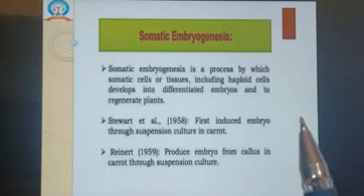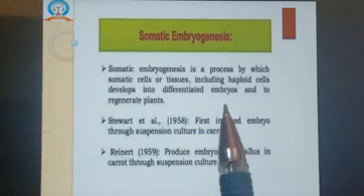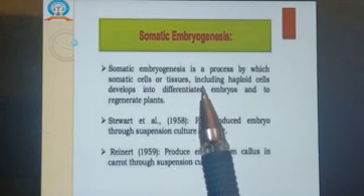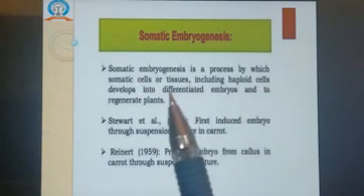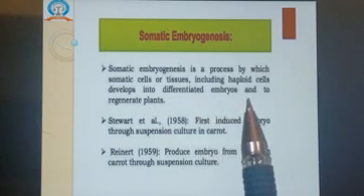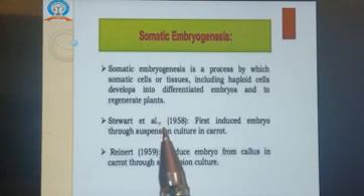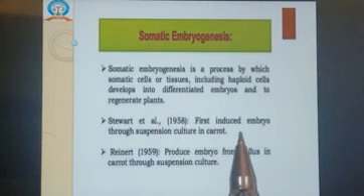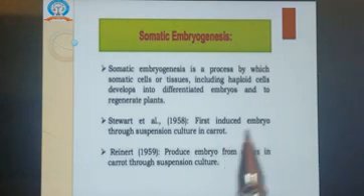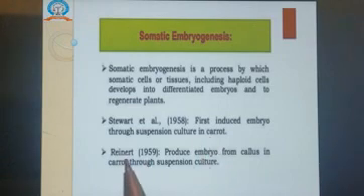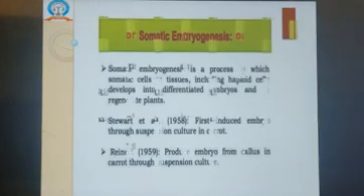So what is meant by somatic embryogenesis? Somatic embryogenesis is the process by which somatic cells of the cell tissue, including haploid cells, develop into differentiated embryos and regenerate plants. Then Steward et al., 1958, first induced embryos through suspension culture in carrot. So Reinert, 1959, produced embryos from callus in carrot through suspension culture.